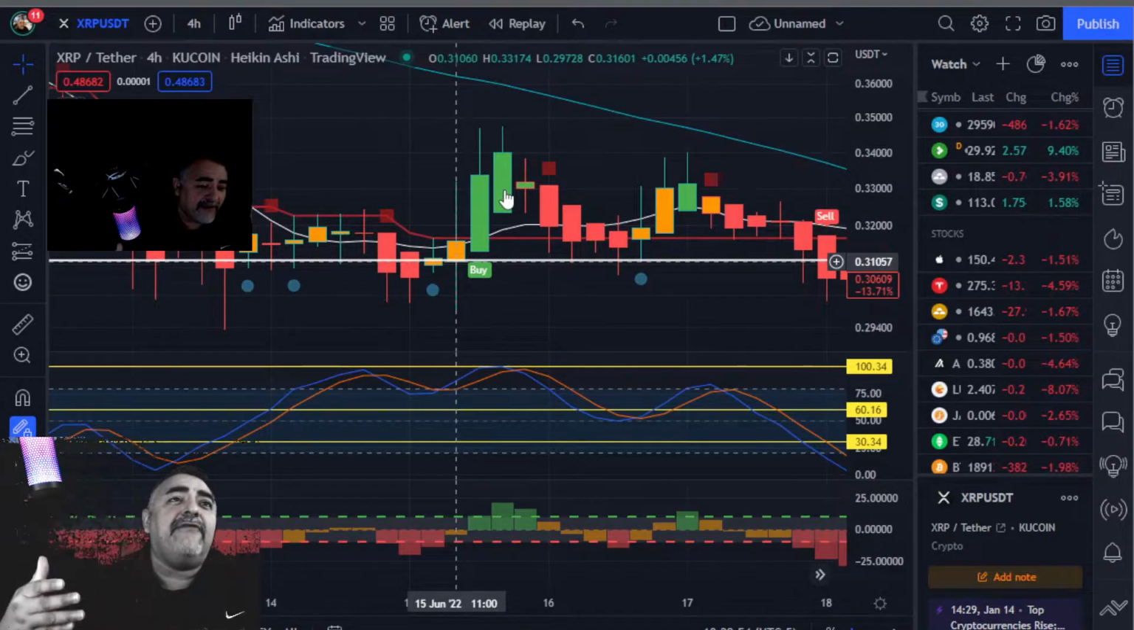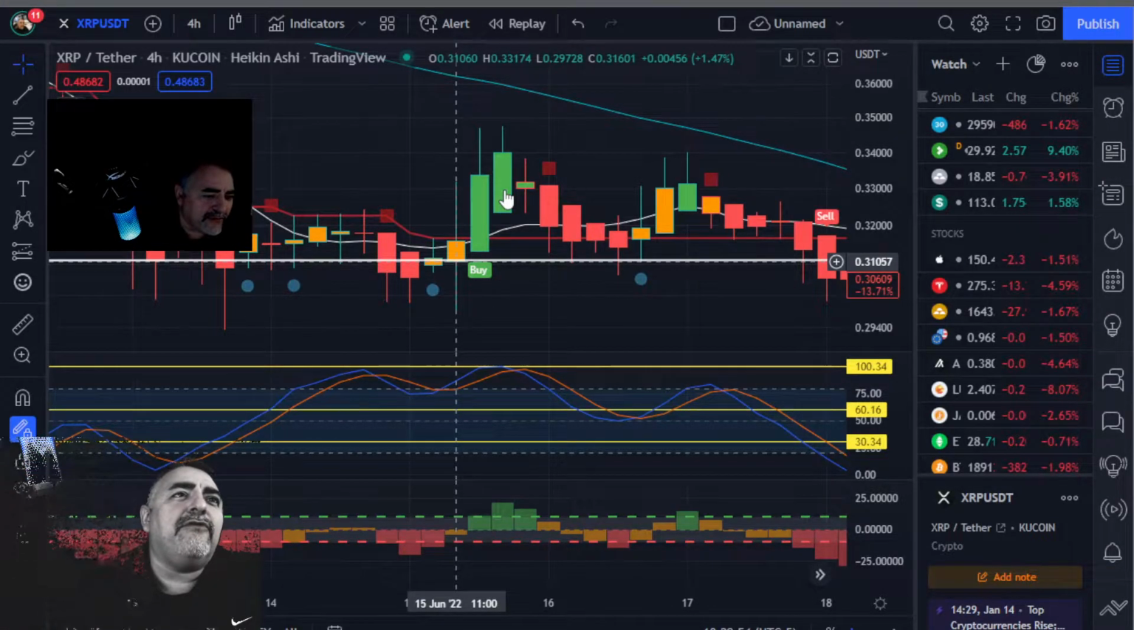Can a trader trade through TradingView with a linked account? A linked account. Can a trader trade through TradingView with a linked account? What do you mean by linked account?